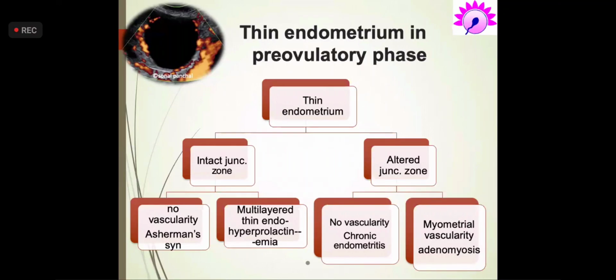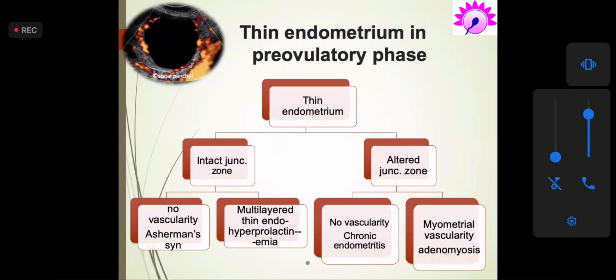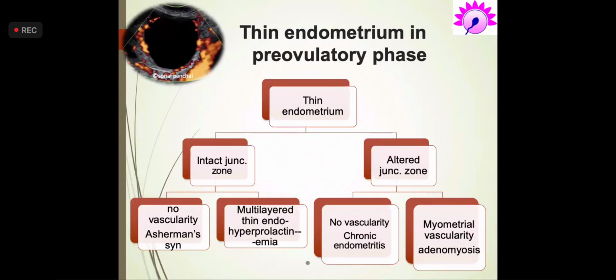Thin endometrium in the pre-ovulatory phase. In the pre-ovulatory phase, that's when you expect the endometrium to be thicker. Instead, if it is thinner, then again look at the junctional zone. If it is altered, think of adenomyosis, or where the endomyometrial junction is absolutely not recognizable, a severe adenomyosis, and you may mistake the margins and therefore think it's a thin endometrium. Sometimes it's really thin because adenomyosis may be severe and the endometrium may not be able to grow, or it may be chronic endometritis.